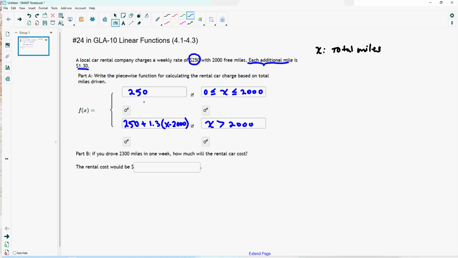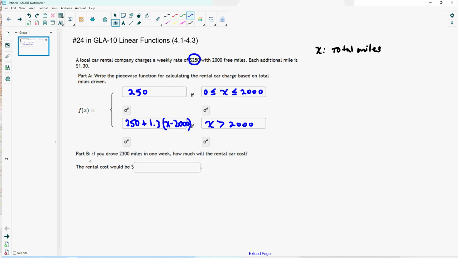Because we already paid for 2,000 miles, right? So when we calculate this part, the 2,000 miles is already accounted for there. We don't want to be paying for them again here. So we're taking off the 2,000 from the total number of miles driven. And then when we do the next part of it, it'll probably help us understand it a little better. Okay, so 250 plus 1.3 times x minus 2,000.